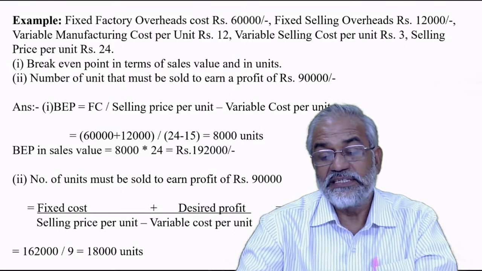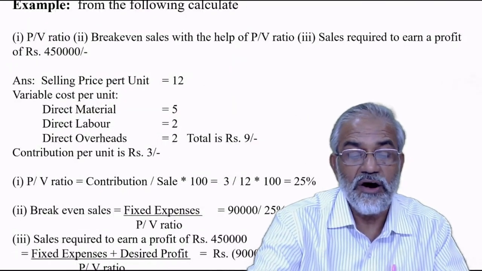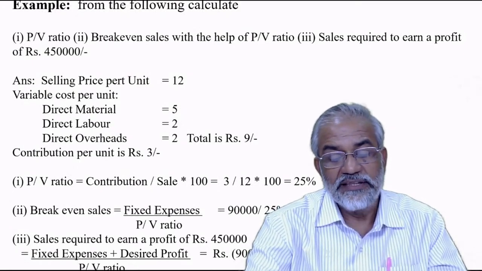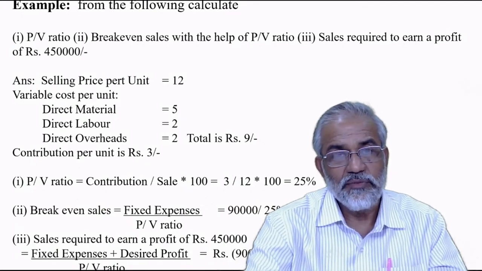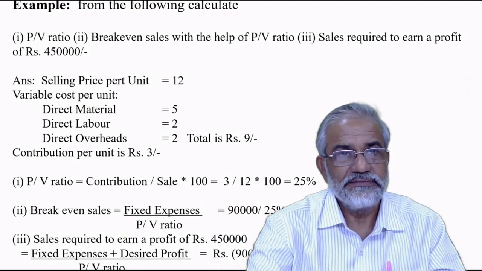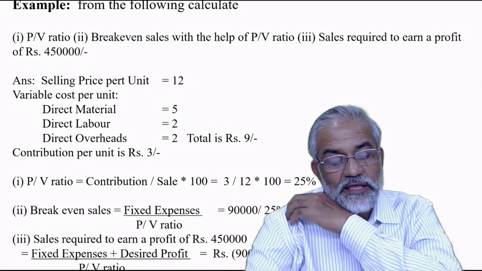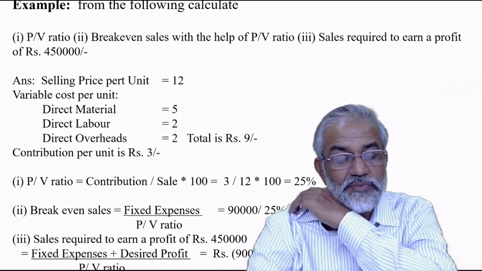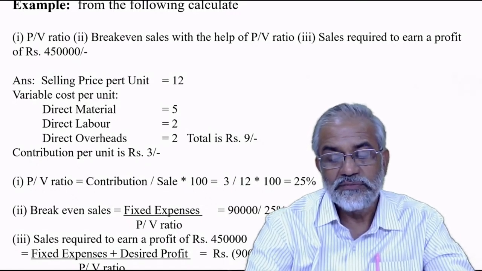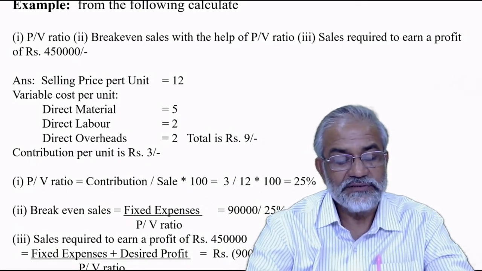So this calculation helps us a lot in determining the break-even point, the desired amount of profit, and the volume of sales with the desired amount of profit to be undertaken by the organization. Let us come to the third example. The PV ratio. From the following, you can calculate the PV ratio, the break-even sales with the help of PV ratio, and the sales required to earn a profit of rupees 4,50,000.